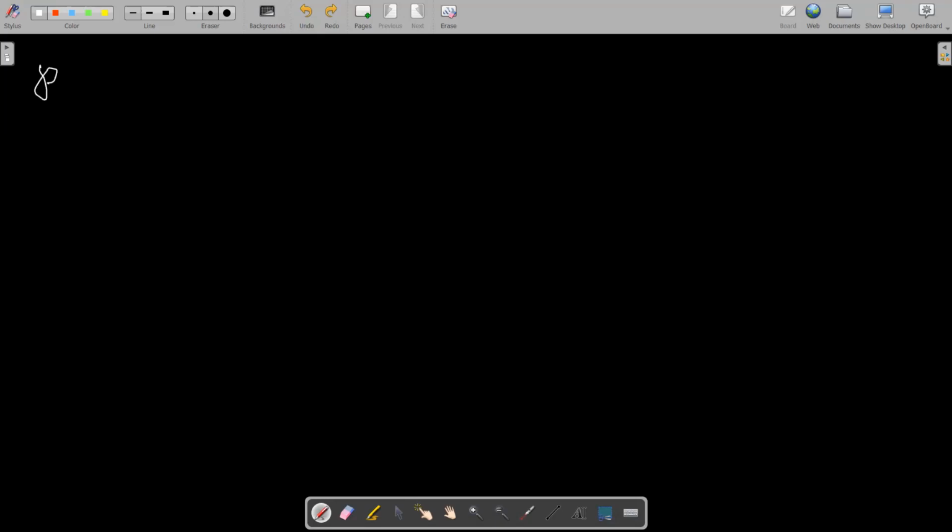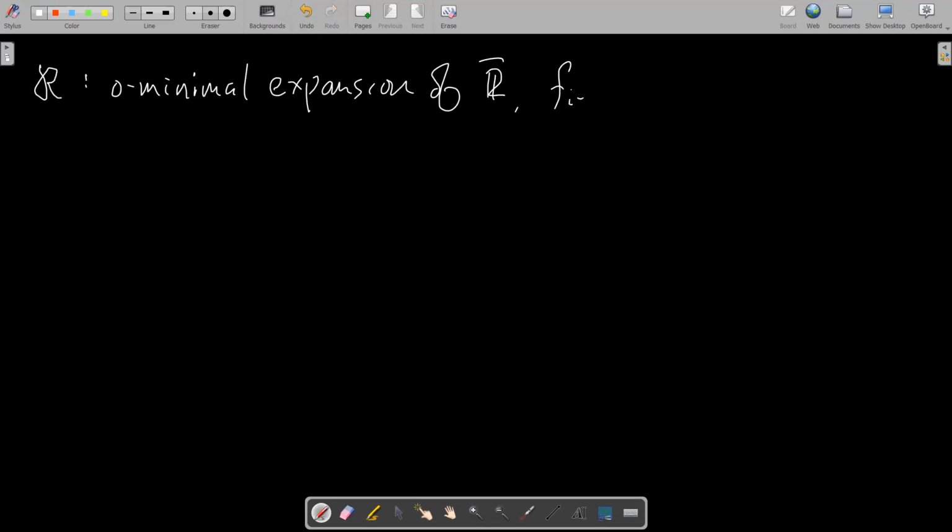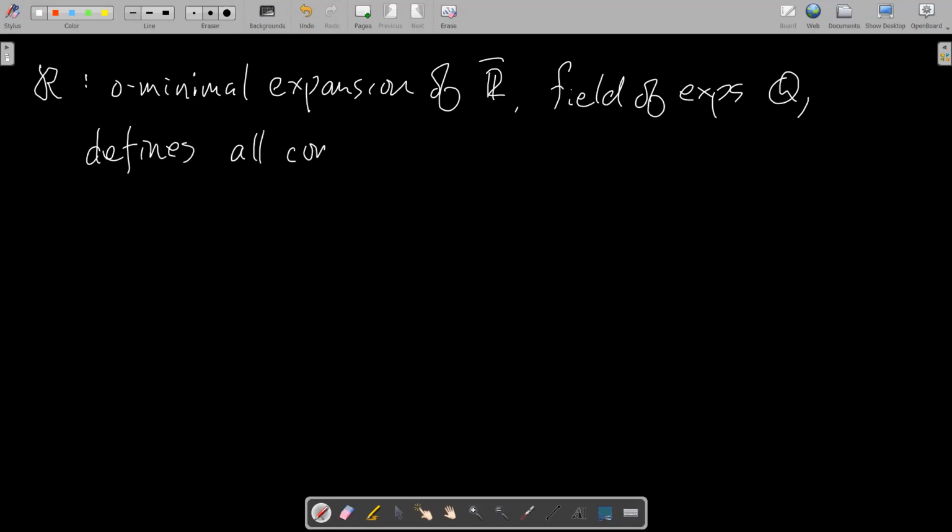So let R be an o-minimal expansion of the real field. I want this to have a field of exponents Q. In other words, the only totally defined real power functions that are there are things with rational exponents. And I also want to say that it's going to define all compact trajectories of linear vector fields. And remember, by linear here, I do mean linear transformations, not affine linear things.